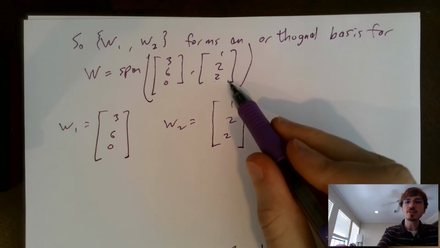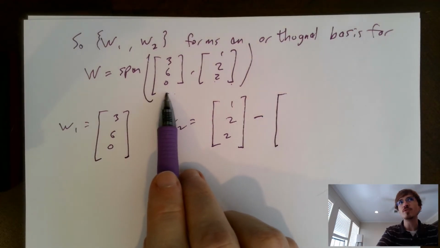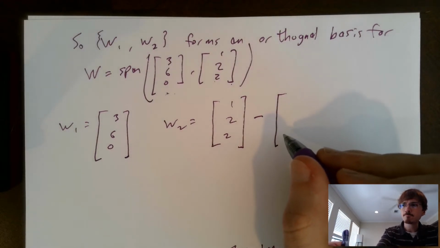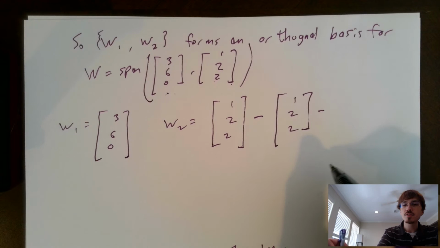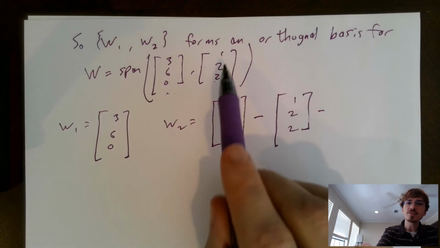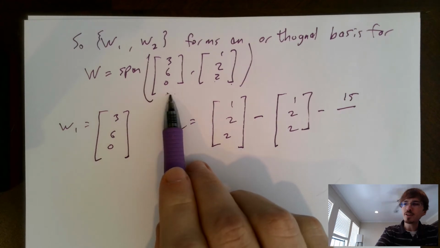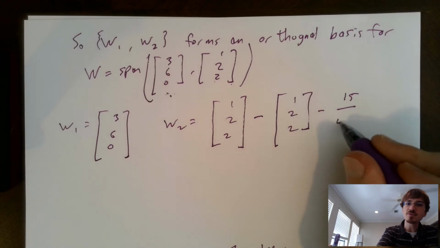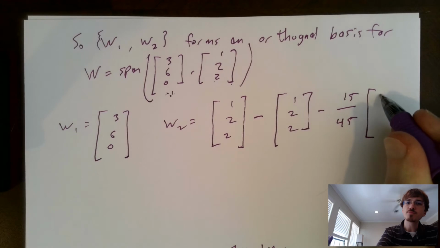minus the projection of this vector onto that vector. So we're going to remove all of the information that we've already declared with this W1 vector. So it's going to be (1, 2, 2) minus, well, how do we compute this projection? The dot product here is going to be, let's see, 3 plus 12 looks like 15, divided by the magnitude of this first vector, which is 36 plus 9, is 45, times this vector, and we're just computing this projection.